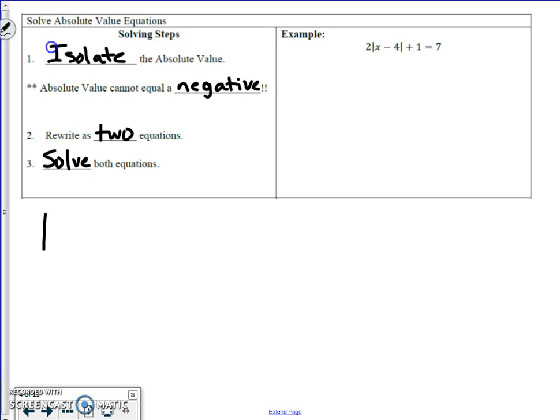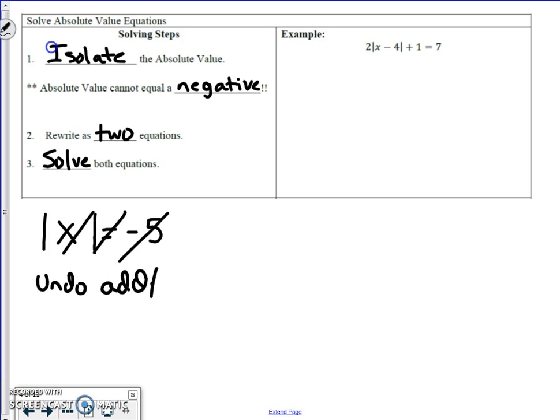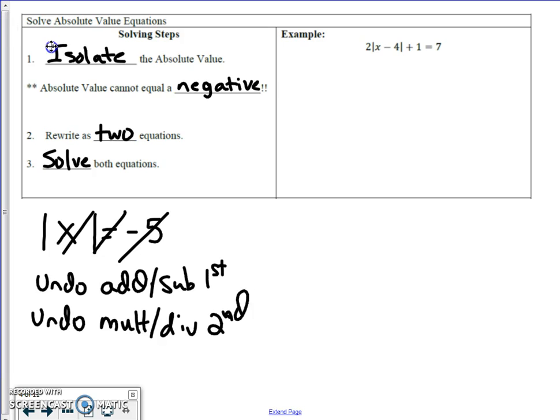So we'll never have the example of something like this. No, no, and no. That doesn't make sense. You can't have a negative distance away from 0. To isolate, again, we're always going to remove that which is added or subtracted first. So undo addition or subtraction first, then undo multiplication or division second. So let's go ahead and look at our example problem here.